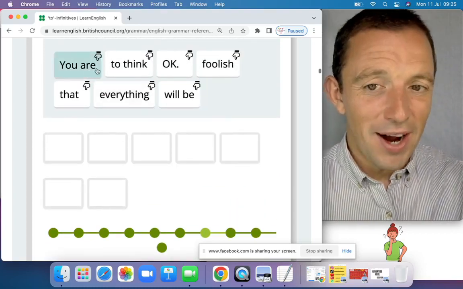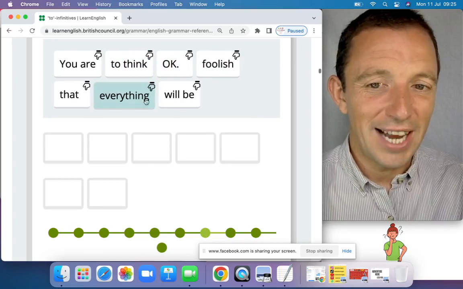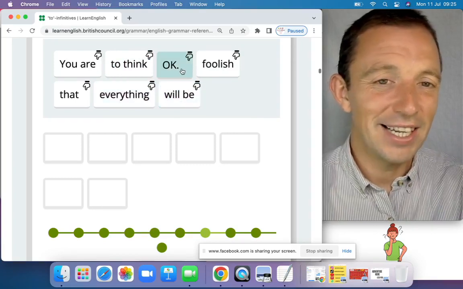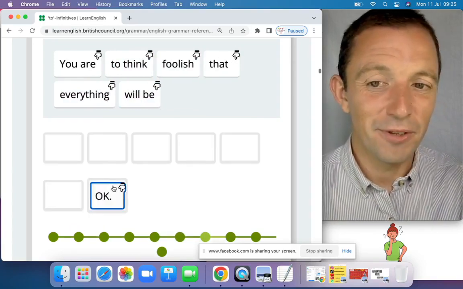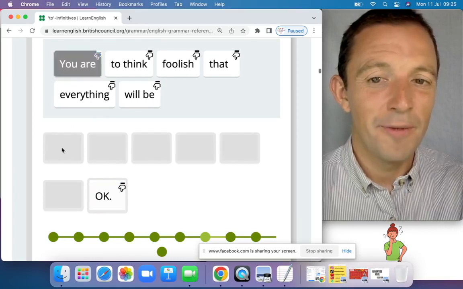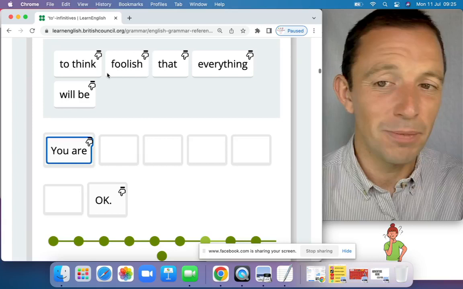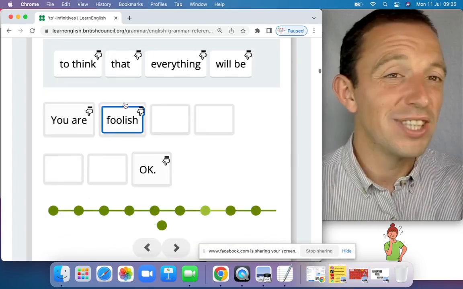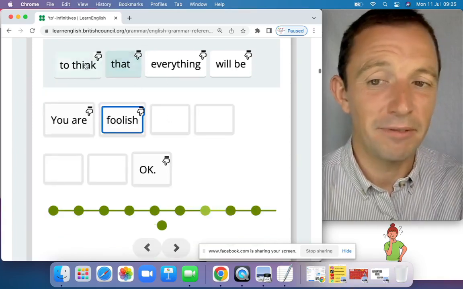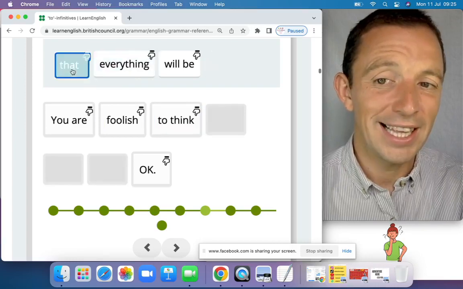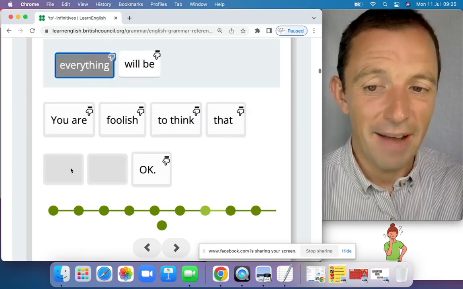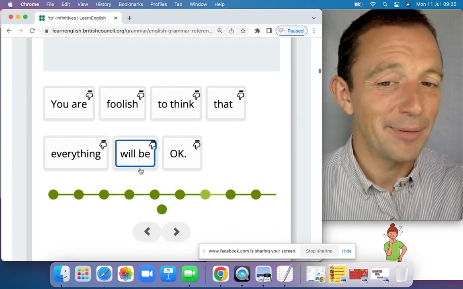Next, you are to think, okay, foolish, that everything will be. So the last word is okay, full stop. First word is you are. That's the subject and the verb plus the adjective with the verb to be. You are foolish plus the infinitive. After foolish, we have the infinitive. You are too foolish to think that. Subject, everything will be okay. Next.